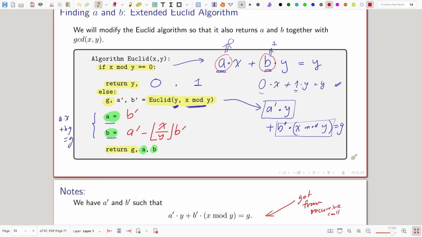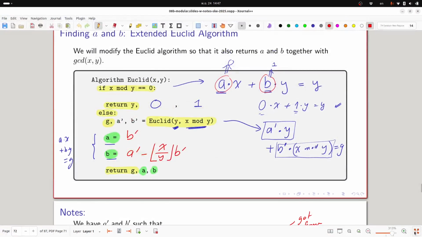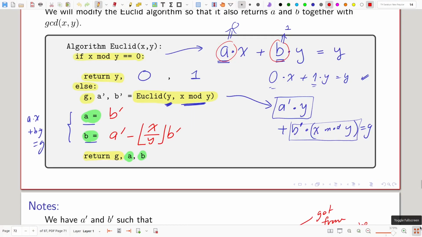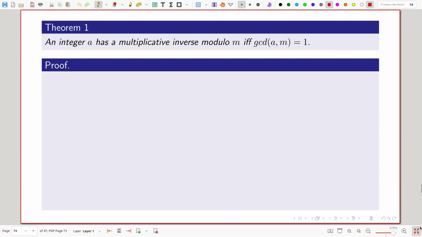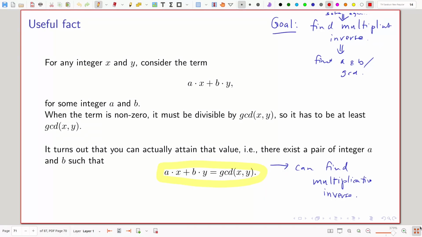Okay, the reason why we compute this is that we will show you this. So we will prove this theorem. We will show that an integer has a multiplicative inverse if GCD(A, M) equals 1. So A has a multiplicative inverse modulo M if GCD equals 1. To prove this, we will use the previous fact.